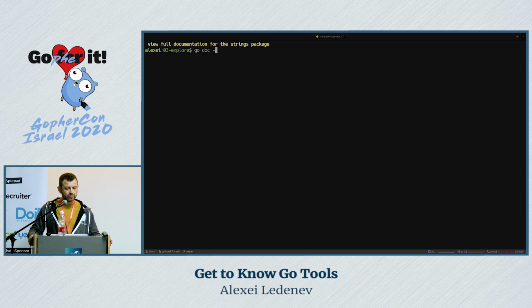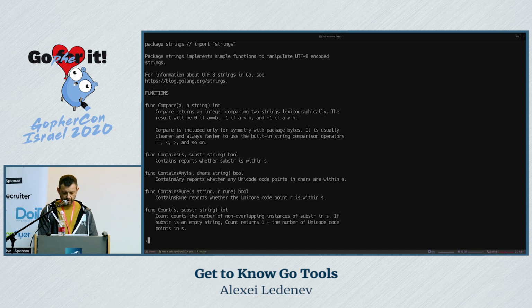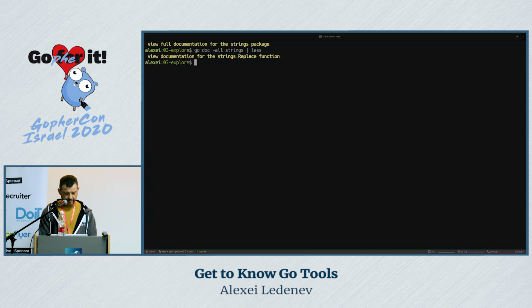There is a tool called Go doc that allows you to explore documentation for standard library packages and for packages you install on your laptop. So go doc strings, for example, will show documentation for the strings package, and piping into less allows me to quickly navigate this documentation. Things like searching, navigating.